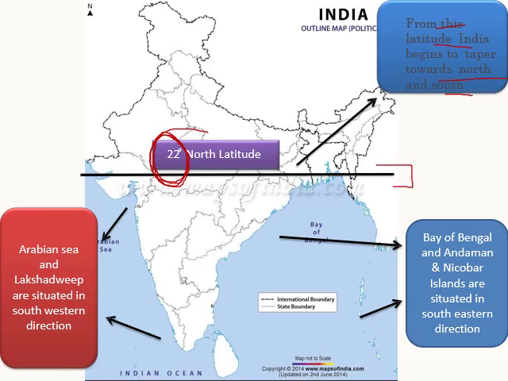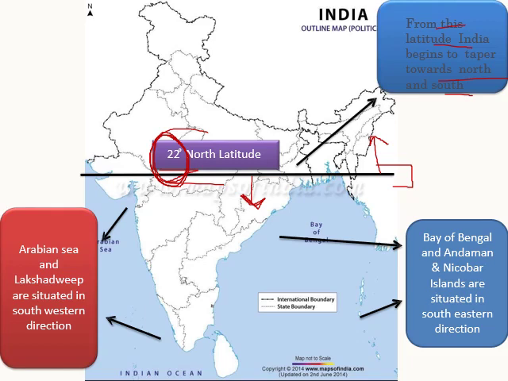That means, just above it we have North India, and just below this line we have South India. See, because we have two different mountain chains present over there, Vindhyas and Satpuras. So these mountain chains, just below it we have South India, and just above it we have North India.